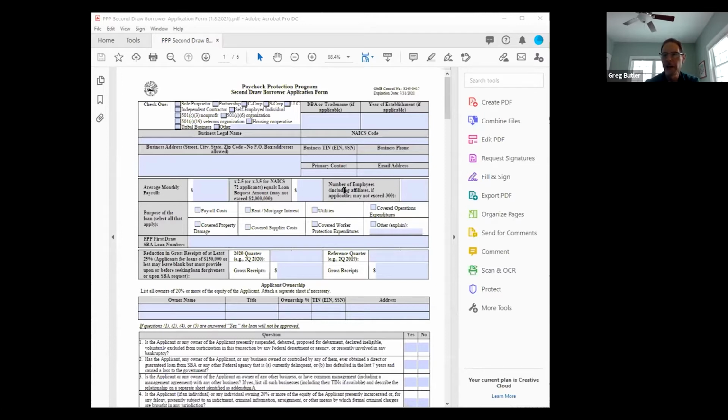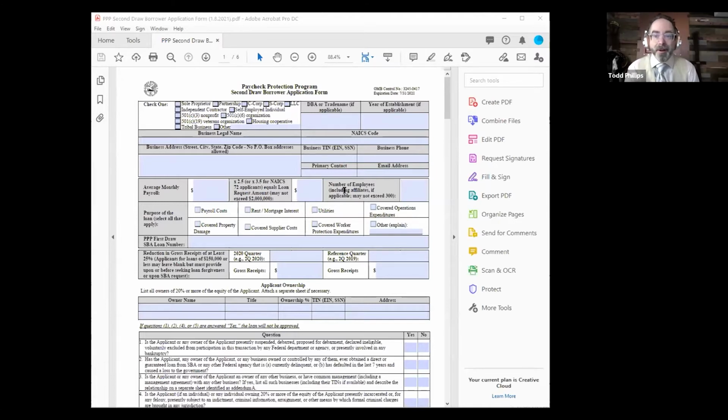Now they've been added back in as eligible borrowers. So again, good for them. If you compare box 1 on the second draw to box 1 on the first draw, it has more categories. That's wonderful. Good job, Congress.